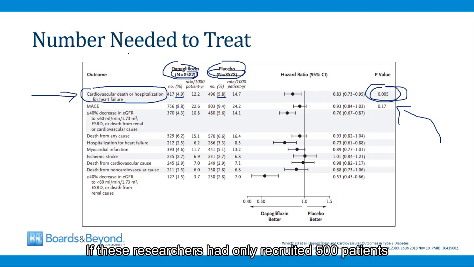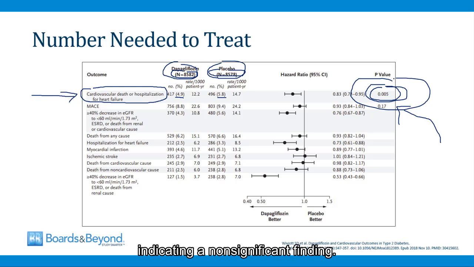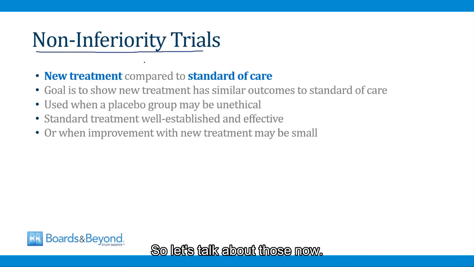If these researchers had only recruited 500 patients, they probably would have had a p-value much higher than this, indicating a non-significant finding, and it would have been because they didn't have enough patients to detect the small difference that existed in reality. Some clinical trials are called non-inferiority trials, so let's talk about those now.